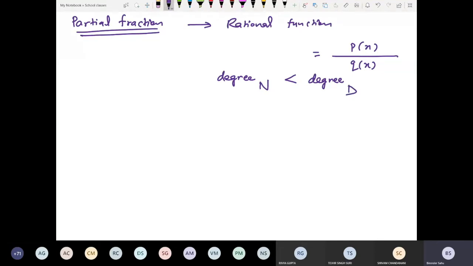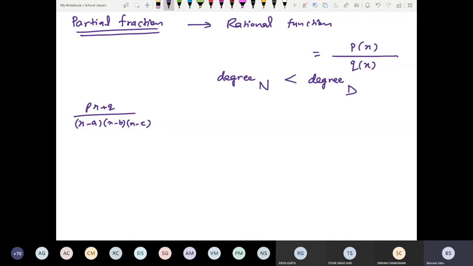Let's say I'm taking an example, px plus q over x minus a, x minus b, x minus c. If we have to integrate it, obviously we will integrate it by using partial fraction. You can see this is a rational function. In the numerator we have a polynomial, and in the denominator again we have a polynomial. Generally we write the denominator in factorized form. If it is not in factorized form, please factorize it.